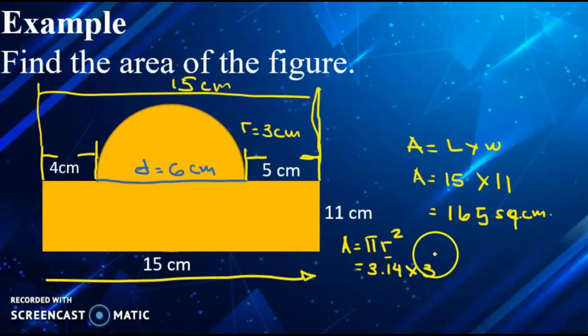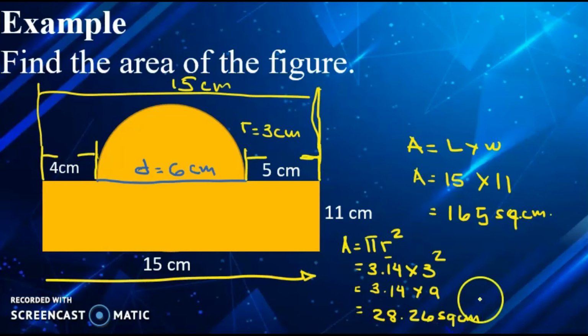Okay, that is 3 cm, then exponent squared. So that is 3.14 times, again, 3 times 3 is 9. Equals 3.14 times 9 is equals to 28.26 square centimeter. Yun ay area ng buong circle. Kalahati lang to eh.